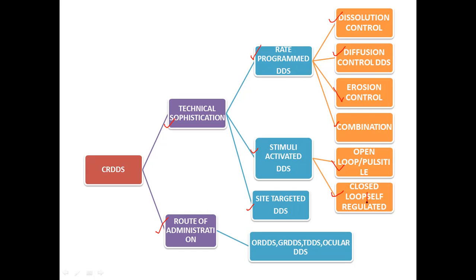So basically, stimuli activated drug delivery systems can be classified on the basis of their activation process or the types of energy that can be used. Suppose we are talking about activation by physical processes. There are osmotic pressure pumps, vapor pressure activated drug delivery systems, photo activated drug delivery systems, and electrically activated drug delivery systems, which we call iontophoresis or electrophoresis also.